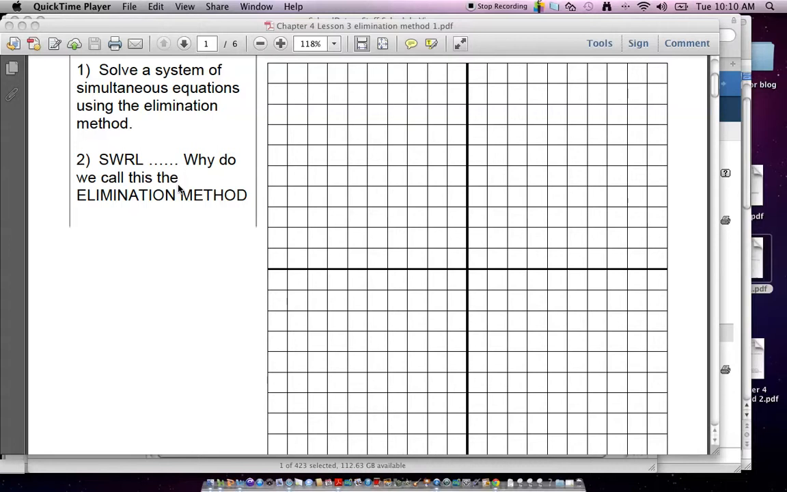And remember what this SWRL thing is. The SWRL is the language component, or whatever we're going to talk about with language for today. SWRL stands for speak, write, read, listen. Why do we call this the elimination method? Now, we're not going to answer that yet. I'm going to teach it for a little bit, and then we're going to go back and talk about what the word means and try to relate it to the lesson so that everybody can understand it. Does that make sense to y'all?